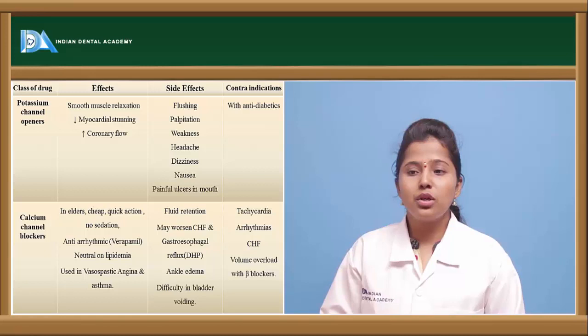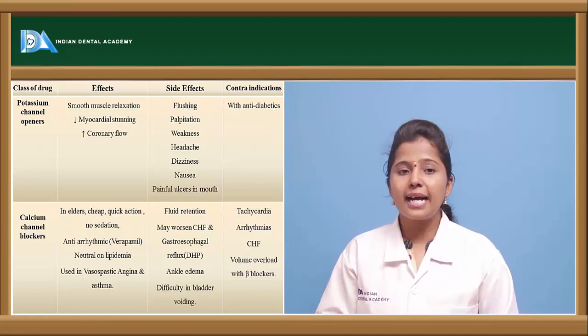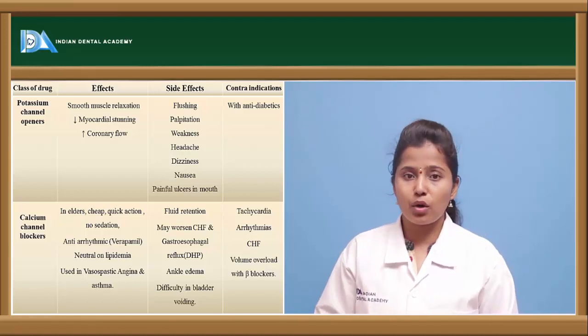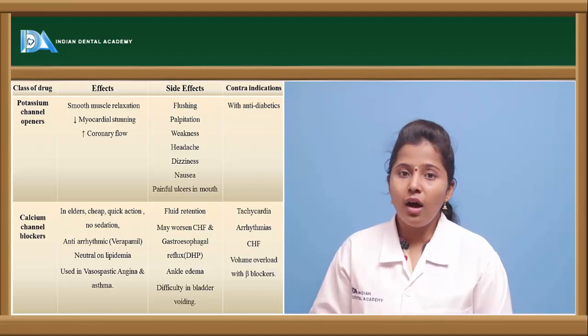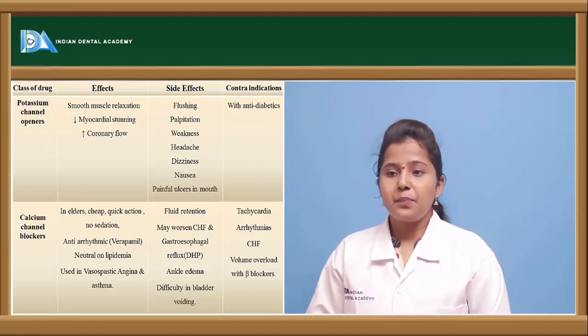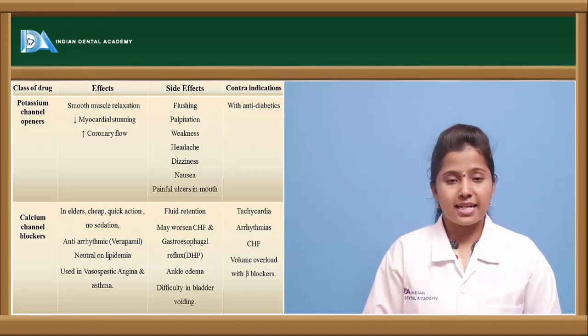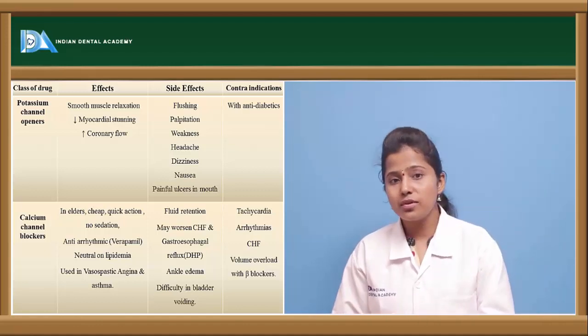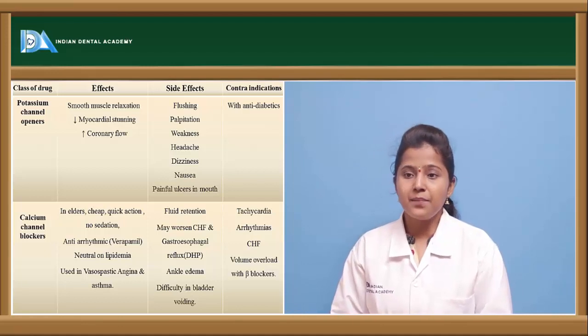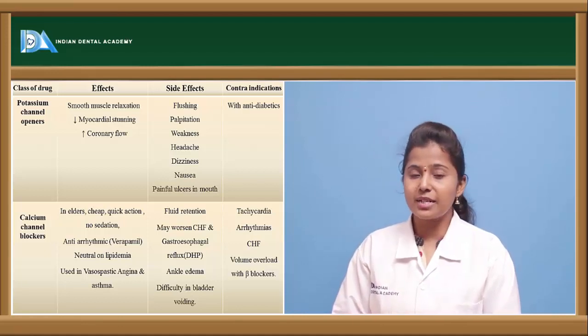And the other one is that they are neutral on lipidemia. They won't act on lipids. These calcium channel blockers would not affect any of the lipid parameters in the body. And they are used in vasospastic angina and asthma. So these drugs are used in vasospastic angina as well as asthma.